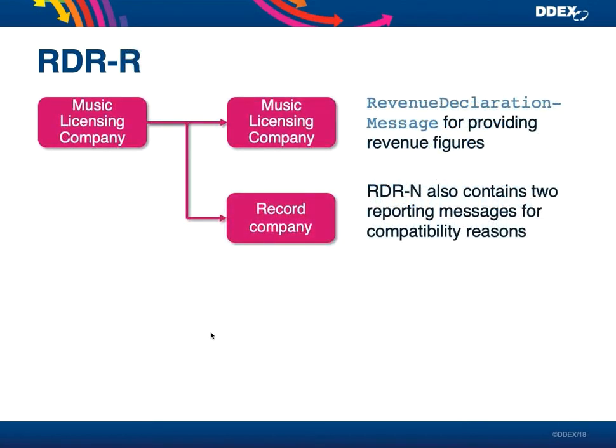And then when we're coming to the RDR-R message, the royalty reporting, well, that's fairly simple: you have a music licensing company that sends that revenue declaration message, either to a music licensing company in a different territory or to a record company. It's basically an answer to a rights notification message, the RDR-N message, so that here you asked me to represent this work, this sound recording, sorry. Here is the revenue that I've generated for you for this.